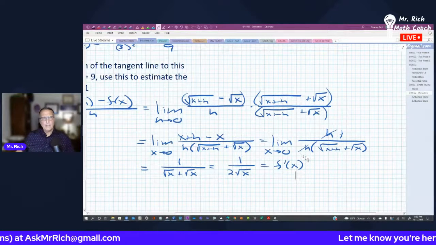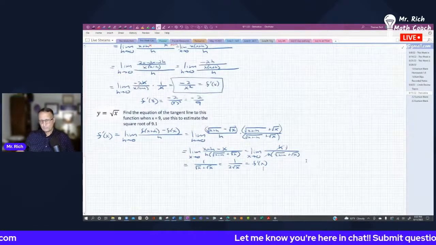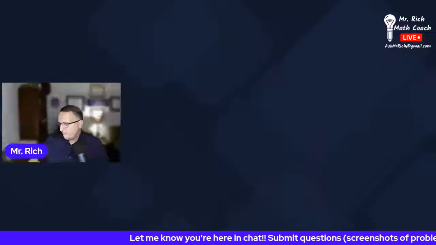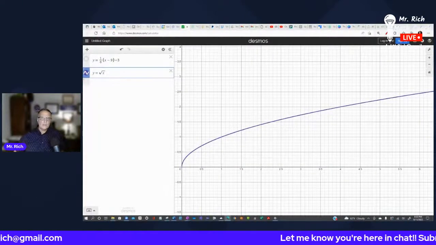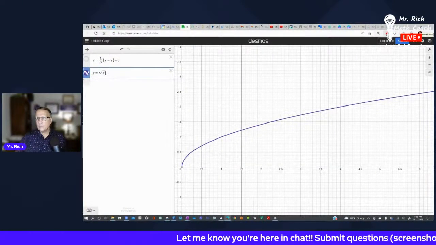Now, what I want to do next is go back to Desmos and graph the square root of x. So let's do that. This will be y equals square root x. All right, let's go back. Let me share this screen back and bring it back. There we go. There it is. So that is definitely y equals the square root of x.